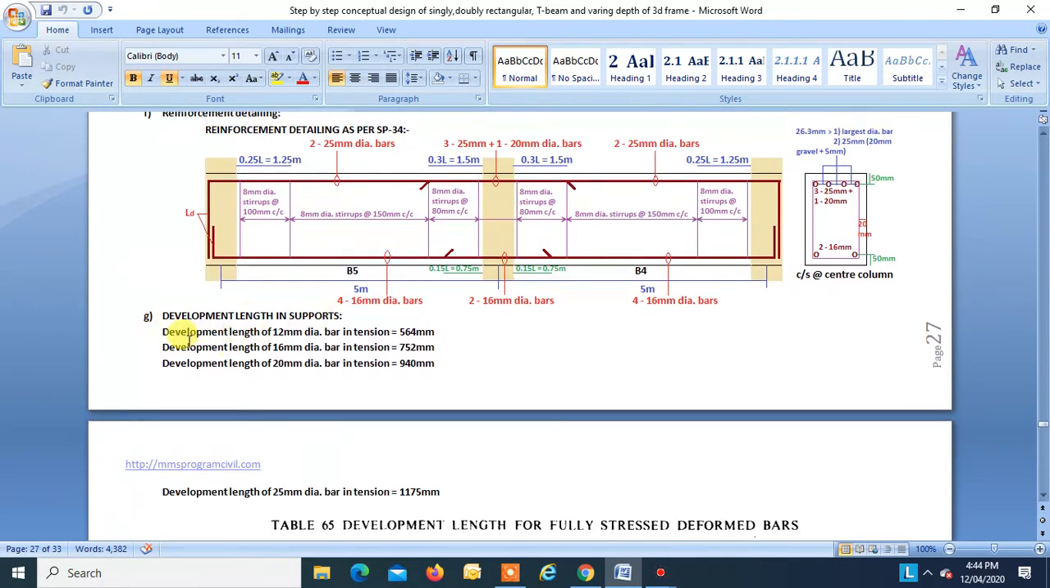Development length to be provided. Development length, or anchorage length, should be at least this much. If it is 12 mm dia bar, then 564. 16 mm dia bar, then 752. 20 mm dia bar, then it is 940. You have to consider the bar in tension, because in case of earthquake, the stresses are reversible, so you have to take the worst case.